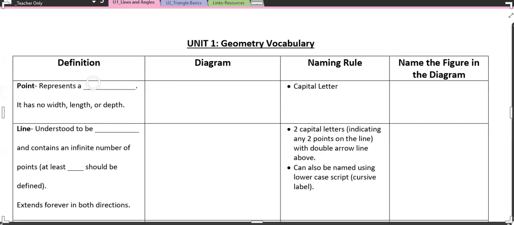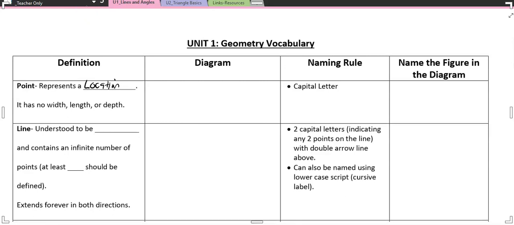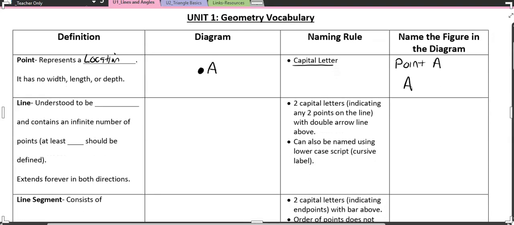Point. Point represents a location. Let me get my pen here. Our location that has no width, length, or depth. When we draw this, quite literally, we just draw ourselves a dot, as simple as it looks, and we're going to label it with a capital letter. So we'll just use the letter A, since that's the first letter of the alphabet, which confirms what we're talking about here. When you're naming the figure in the diagram, you can refer to it as point and then the letters, in this case A, or sometimes we're just going to say A, because a single letter should represent a point in space.